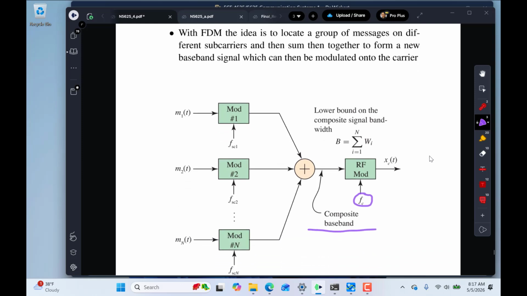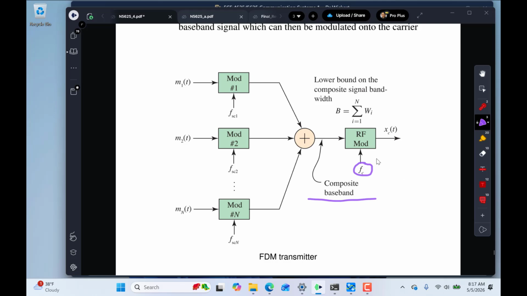But at any rate, the RF modulator could be an AM modulator, it could be PM, FM, it can be any type of modulator that you want it to be. The main idea, though, by putting in the subcarriers is you're going to give each subcarrier a different slot in the subcarrier band. So I'll try to draw a simple picture.